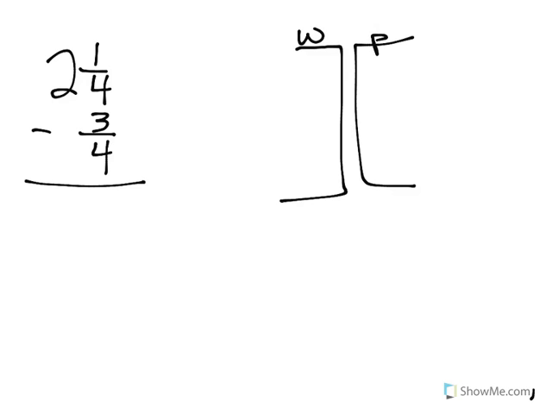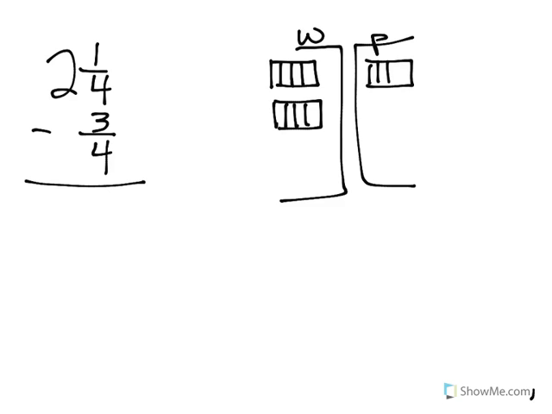It says I have 2 1/4, so I'm going to draw 2 wholes. And how many parts should be in each whole? I should have 4 parts in each whole because the denominator is 4. So I'm going to go ahead and draw 3 lines in each one to have 4 parts. And then over here, I'm going to draw my parts.